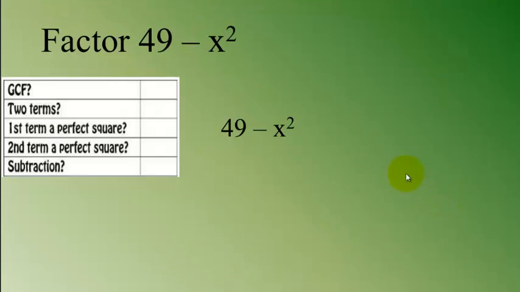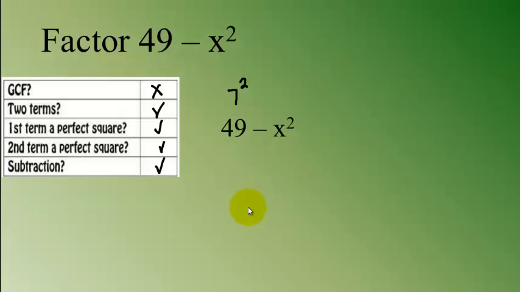Let's factor 49 minus x squared. Do we have a GCF? None. Do we have two terms? Yes. First term a perfect square? Yes, because we can write 49 as 7 squared. Second term a perfect square? Yes, because the exponent is 2. Do we have a subtraction? Yes. Alright, so we can now apply DOS.